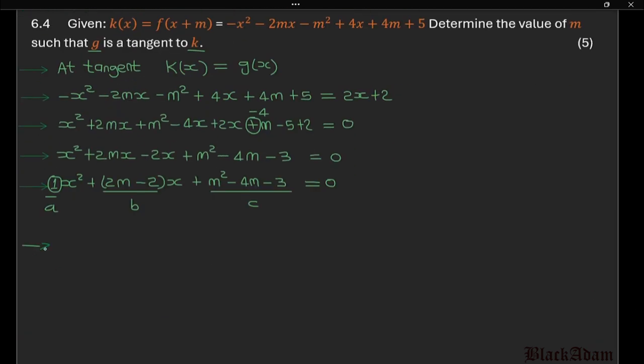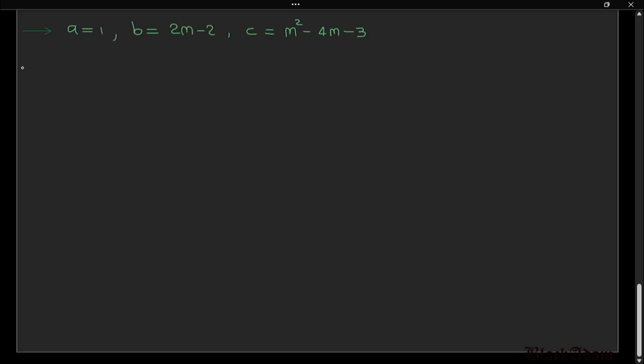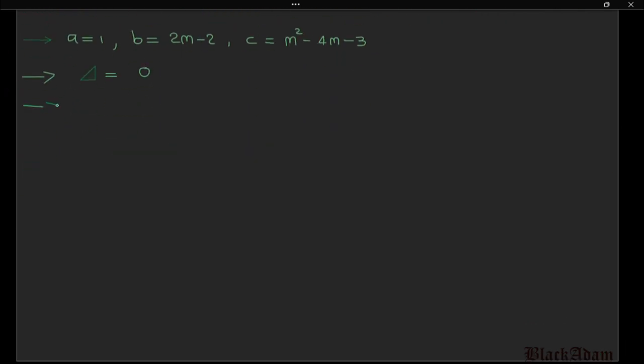So we're going to use delta. For us to have the solution, delta has to be equal to 0. Okay, so we can find the possible value. So delta is equal to 0. A is 1, b is 2m minus 2, c is m squared minus 4m minus 3. And then we have delta is equal to 0. Remember, our delta is going to be b squared minus 4ac, is equal to 0.